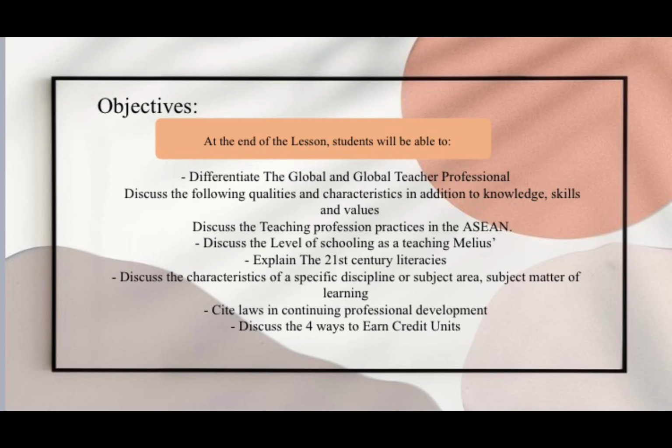So before anything else, let's have our objectives first. At the end of the lesson, the students will be able to: first, differentiate the global and global teacher professional; discuss the following qualities and characteristics in addition to knowledge, skills, and values; discuss the teaching profession practices in the ASEAN; discuss the level of schooling as a teaching metier; explain the 21st century literacies; discuss the characteristic of a specific discipline or subject area, subject matter of learning; cite laws in continuing professional development; and the last one is to discuss the four ways to earn credit units. So without further ado, let's get into it.